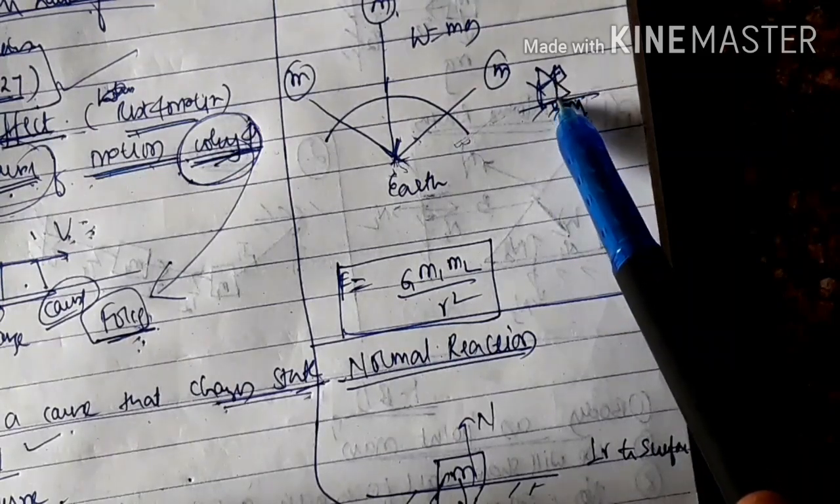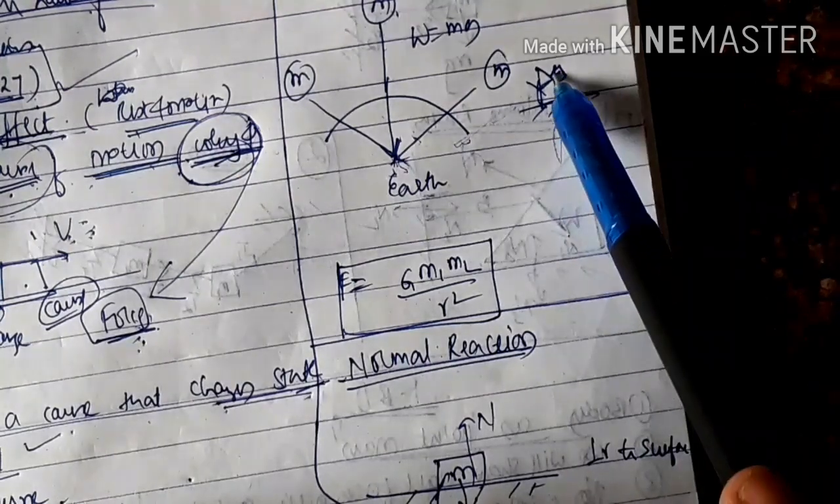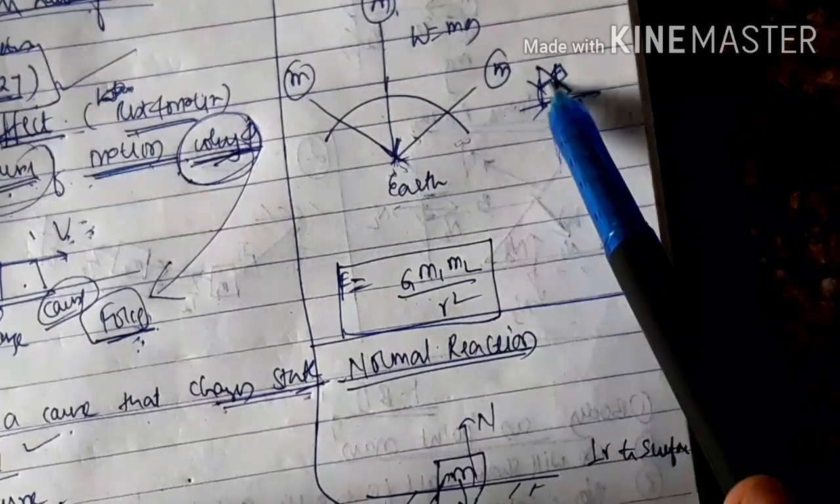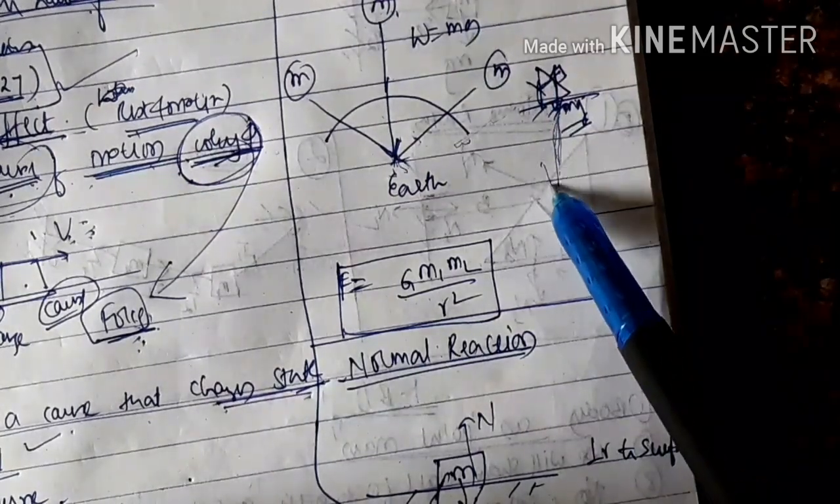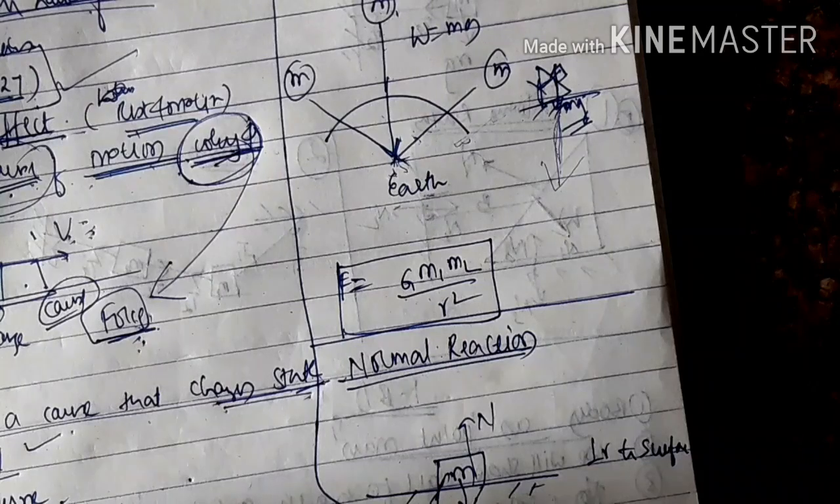So we have kept an object here. It should come down always. So where should the force act? It should act toward the center of the earth. Okay, right. So what did you understand here? Gravitational force always acts towards the center of the earth. So that is the key point in this heading.